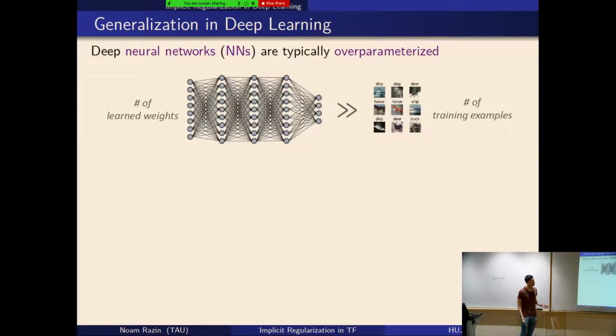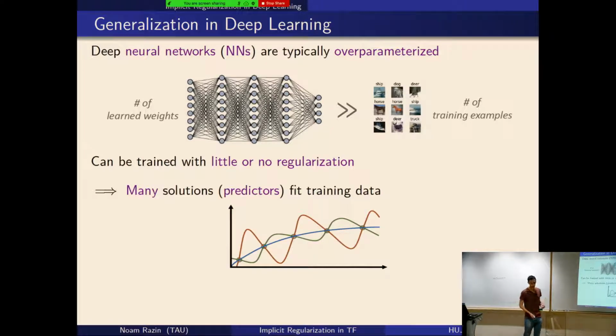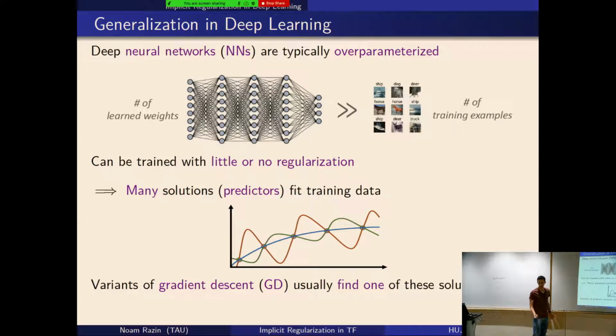The situation in deep learning today, however, is quite different, where the networks we train in practice are typically over-parameterized. The number of learned weights is far greater than the number of training examples, and we can even train these networks with little or no regularization. In which case, we know that there exist many possible solutions. Each solution is a weight setting for the network that exactly fits the training data. The solution induces a predictor, a function from input to output. So perhaps the first surprise here is that variants of gradient descent usually find one of these solutions, okay?